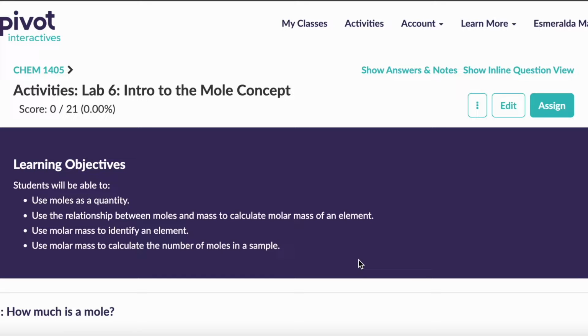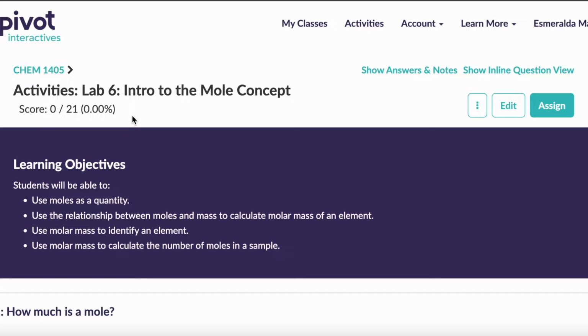So in this video, I will be discussing this lab, Intro to the Mole Concept. In this lab, you will be further cementing what you've been learning in lecture about moles, molar mass, what the connection and relationship between both of those are, and how that is related to elements. And you will take some measurements on different elements and calculate moles.